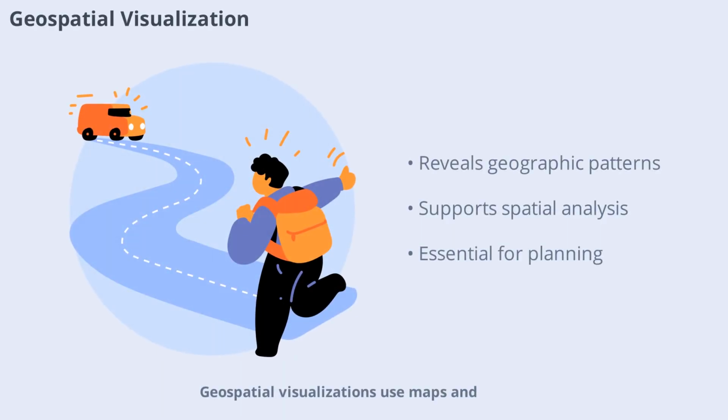Geospatial visualizations use maps and spatial data to reveal geographic patterns. Techniques include heat maps, choropleth maps, and point maps. These visuals are essential for urban planning, environmental studies, and market analysis, helping you see how location influences your data.